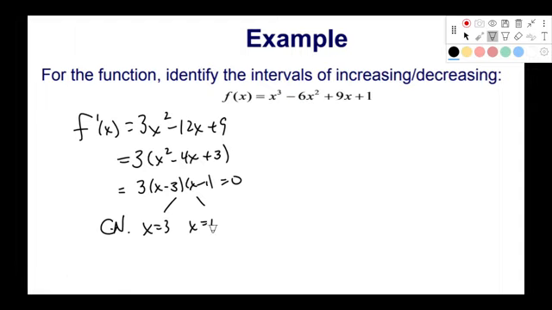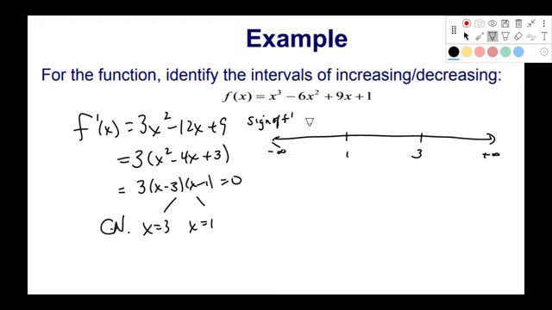So now, rather than take these and plug these into the original like we did when we found the absolute min and absolute max on a closed interval, what we're going to do is make a number line. And on my number line, I'm going to put these two values. So I have 1 and I have 3. It divides my number line into 3 intervals. Negative infinity to 1, 1 to 3, 3 to infinity. So what I want to do is determine the sign of f prime so that I can figure out the behavior of f.